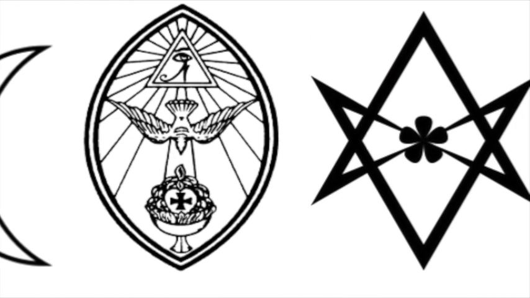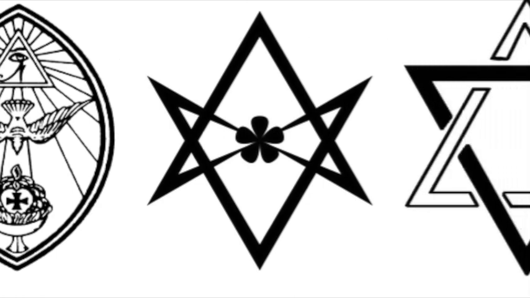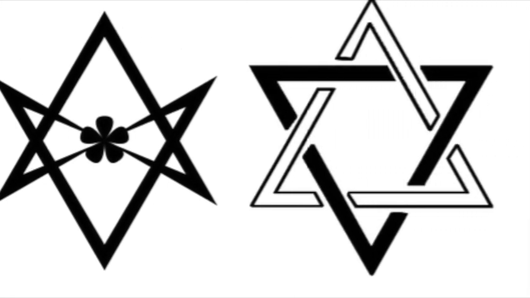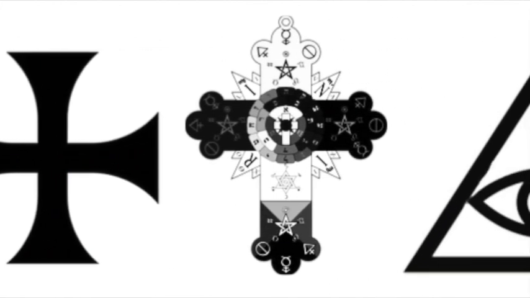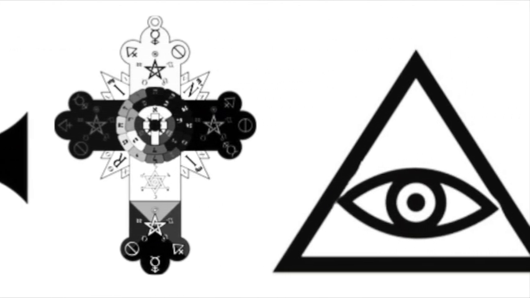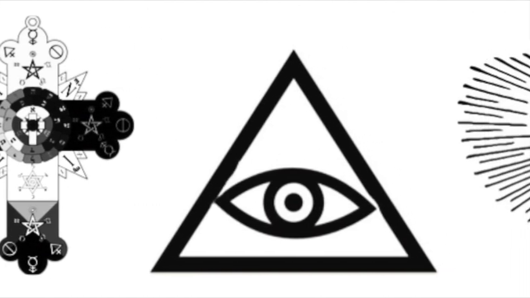Another symbol of Thelema is a six-pointed star. The hexagram is used in Martinism. The Templars used a red cross. Next is the rose cross of the Golden Dawn. All-seeing eye in a triangle was used by the Illuminati.